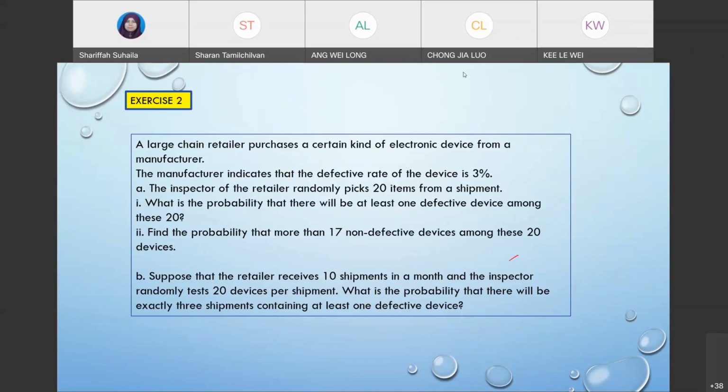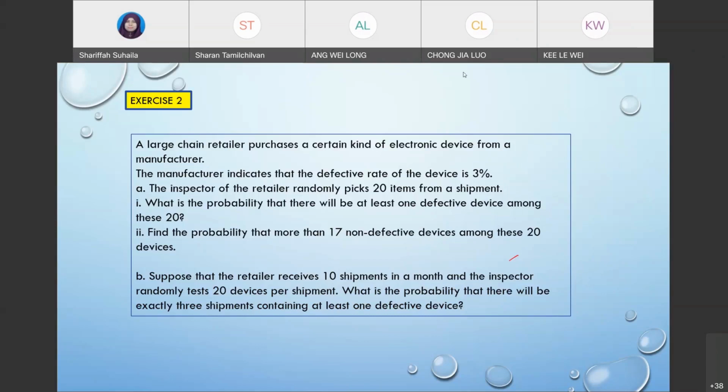What is the probability that there will be at least one defective device among these 20? So you have your n is 20, your X represents the number of defective devices, which is your pi is 0.03. Okay, you got 0.4562.